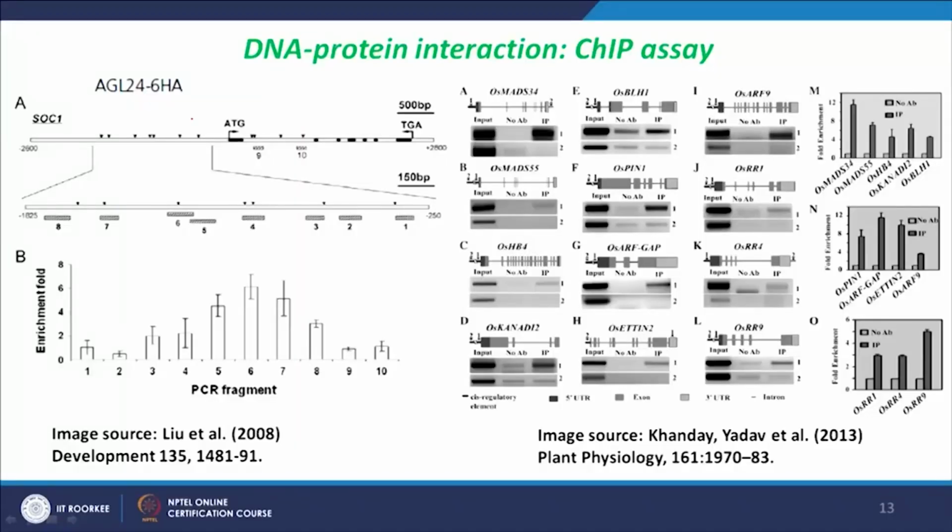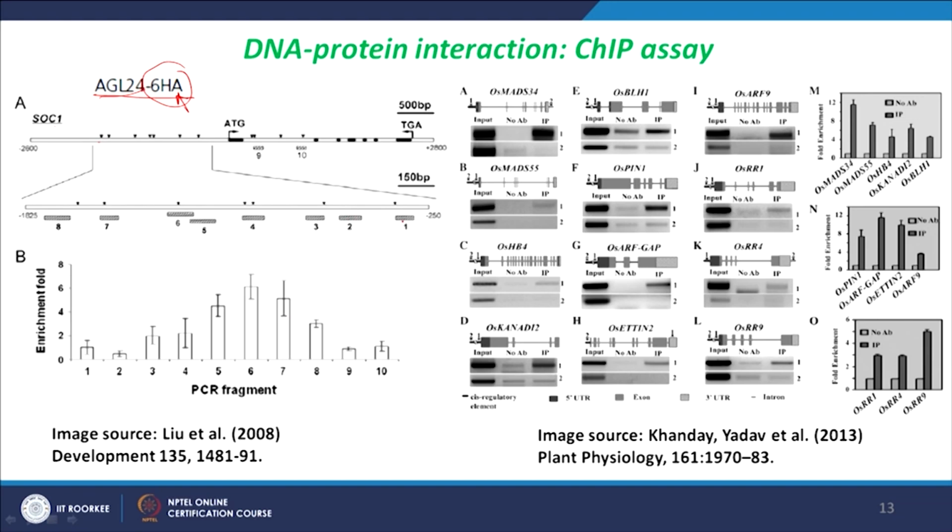For example, these are the putative binding sites of AGL24, which is a MADS domain transcription factor, and this is tagged with the HA tag, 6 HA tag. So, what you can do is chromatin immunoprecipitation using antibody against the HA, you will find the fragment, and you want to see whether AGL24 is binding to the SOC1 promoter or not. These are the putative binding sites for AGL24 in the SOC1 promoter, and then you check by PCR, simple genomic DNA PCR, for the different regions.